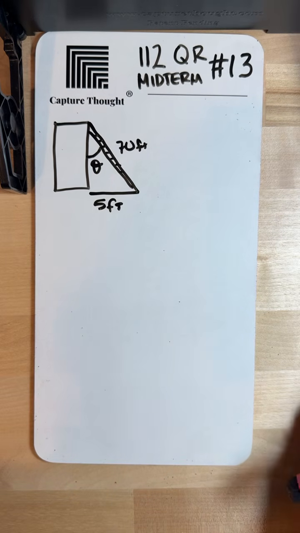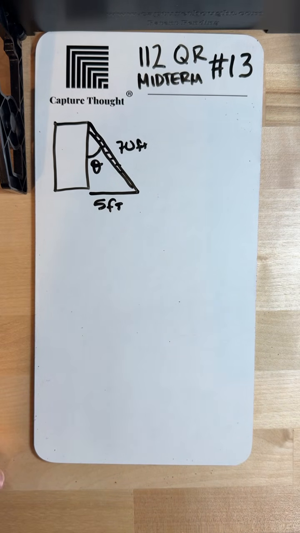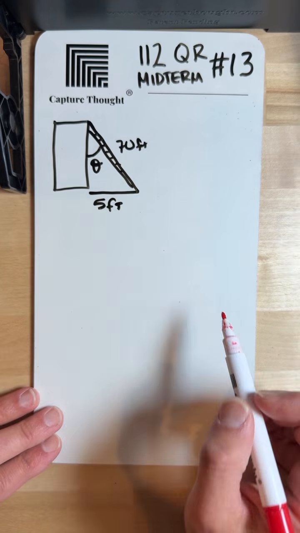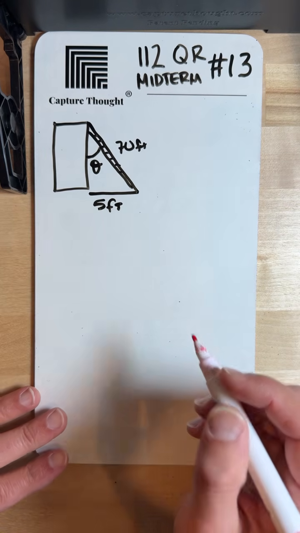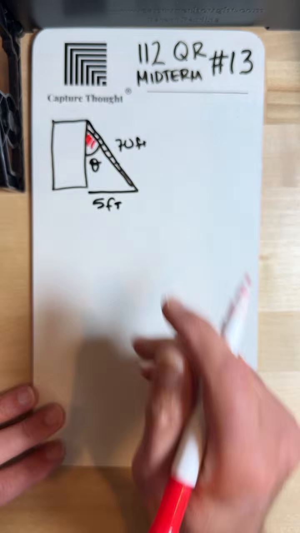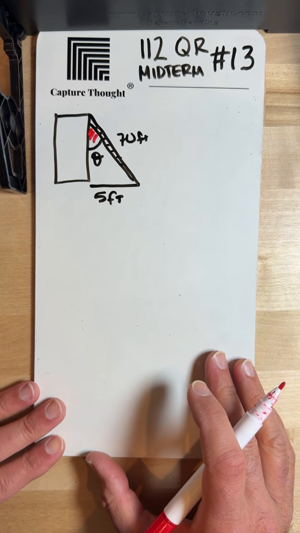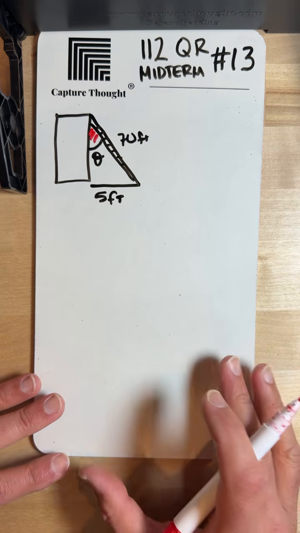Number 13 on the review is asking us to figure out the angle this ladder makes. The ladder's 5 feet from the building. The ladder's 70 feet tall. So what is the angle that it makes with the building? The picture is there for you in the review, and it says to round to 2 decimal places.